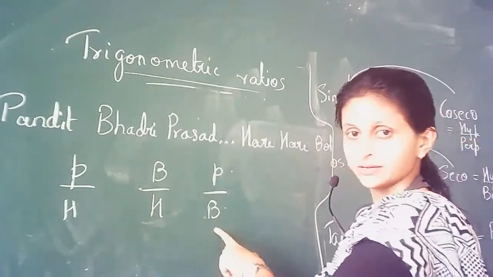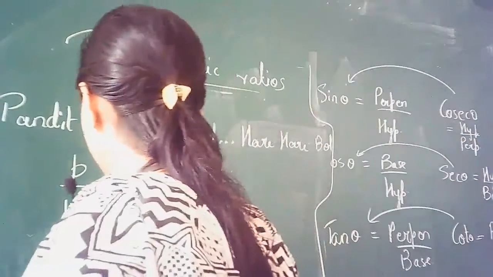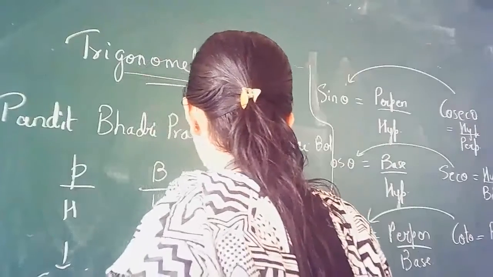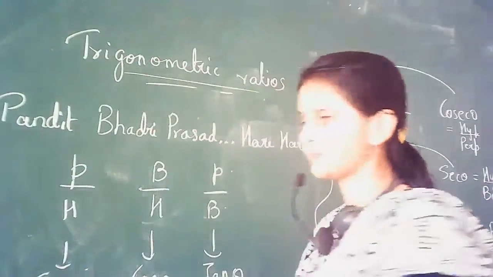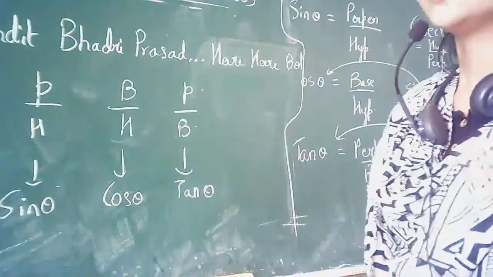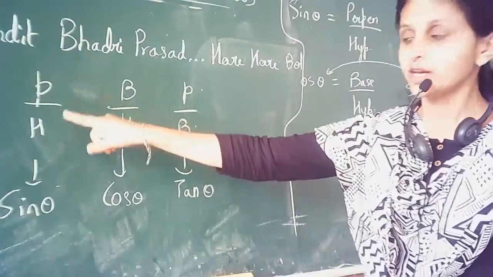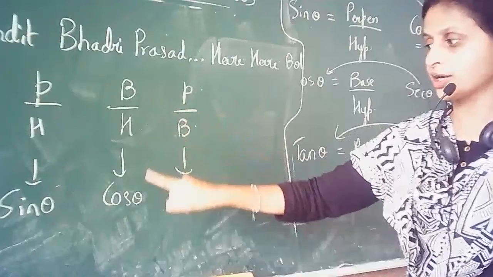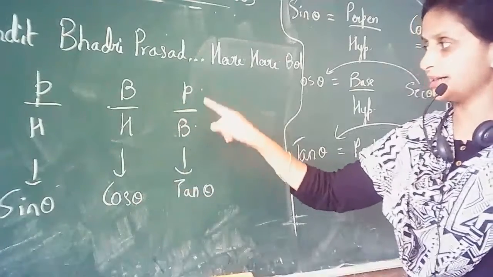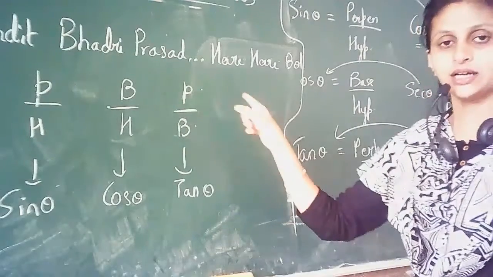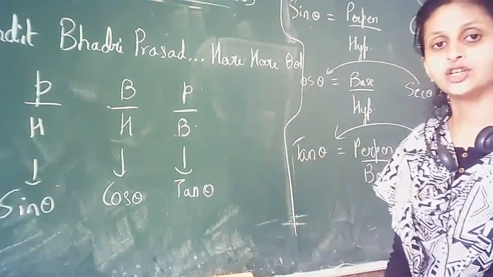First one is nothing but sin theta. Second one is nothing but cos theta. And third one is nothing but tan theta. With this you can remember very easily. P by H, perpendicular upon hypotenuse, sin theta. B by H, base upon hypotenuse, cos theta. P by B, that is perpendicular upon base, that is tan theta. So by remembering this mantra, it will be easy for you all to remember the definitions very well.